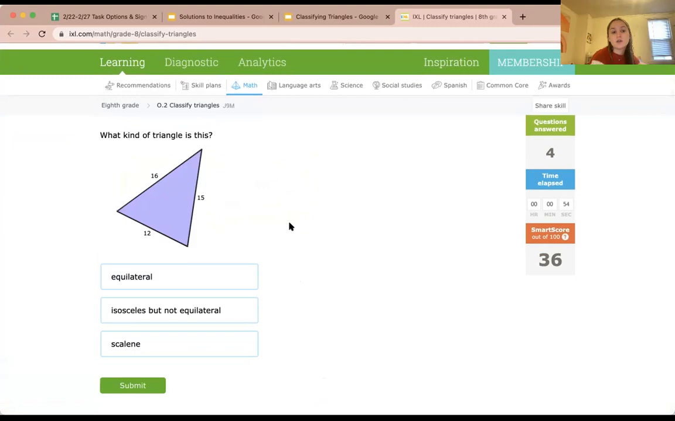And last one, what kind of triangle is this? We have one that's 16, one 15, and one 12. So none of them are equal. So that would be considered a scalene triangle.